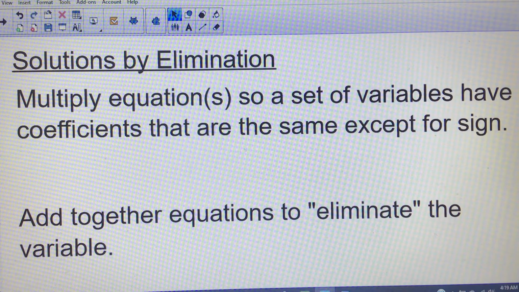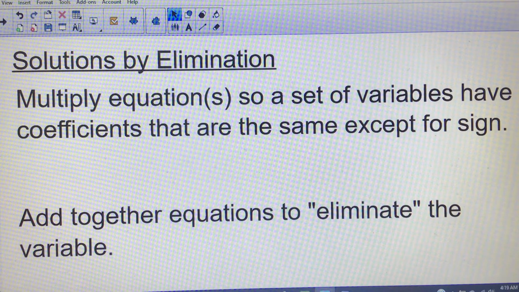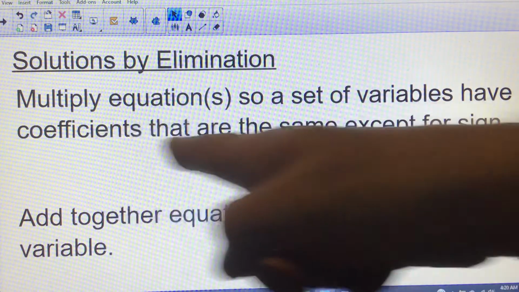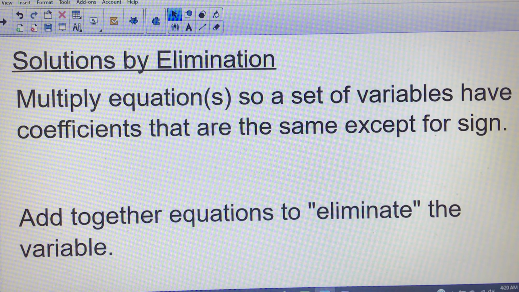So solutions by elimination involve doing this. Basically, for these simpler problems, you're going to have 2 equations with 2 variables, like x and y. Now you could use this on something that has more variables, but we'll start simple. The goal of elimination is to multiply the equations so a set of variables have coefficients that are the same except for their sign. So basically we want them to be the same numbers but opposite in sign, like 5 and -5. That way they'll cancel out.